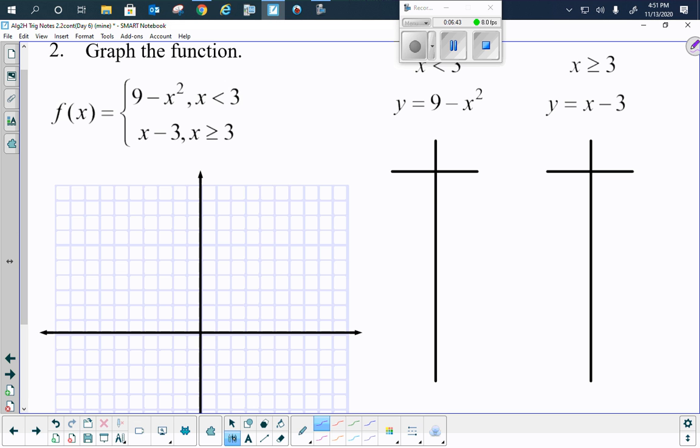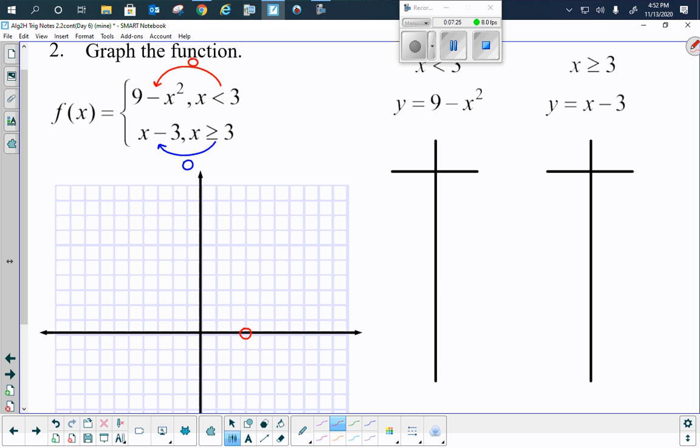Let's just plot some points. So I notice, once again, that if I plug in 3 here, I would get 0. So I know at 3, 0, I'm going to do something specific with that ordered pair. If I plug 3 in here, I would get 0 again. All right, so graphing the top one, here's what I'm going to do. I'm going to go to 3, 0 first. And at 3, 0, I am going to put an open circle because there's no equal sign. It's not defined there.